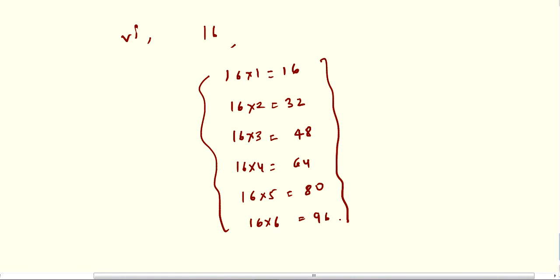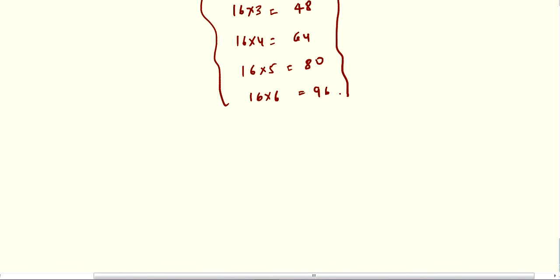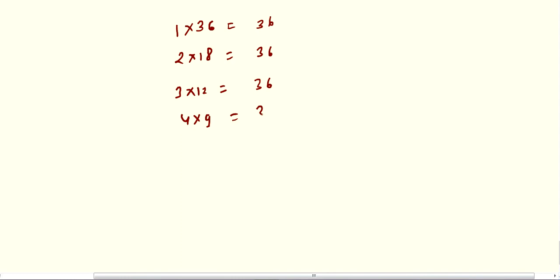Clear? Then the next question is, the product of two numbers is 36 and if their sum is 13, find the numbers. So the first thing is that the product of two numbers is 36. So first you will find factors of 36. As you know, 1 into 36 will give you 36. Then 2 into 18 will give you 36. 3 into 12 will give you 36. 4 into 9, again 36.